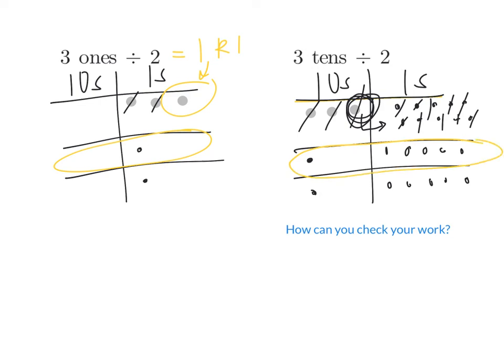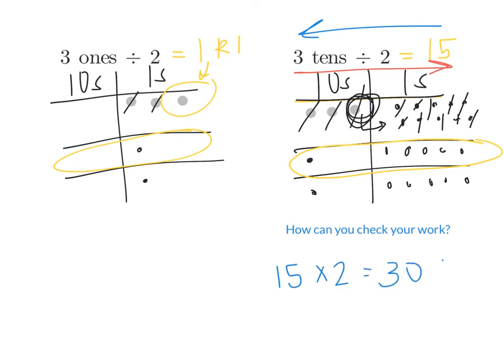1 10, 5 1s, or 15. How am I going to check my work? Well, I remember I know division goes this way, so multiplication, the inverse, could go this way. I could do 15 times 2, which is 30, and that's 3 tens. So check my work is good.